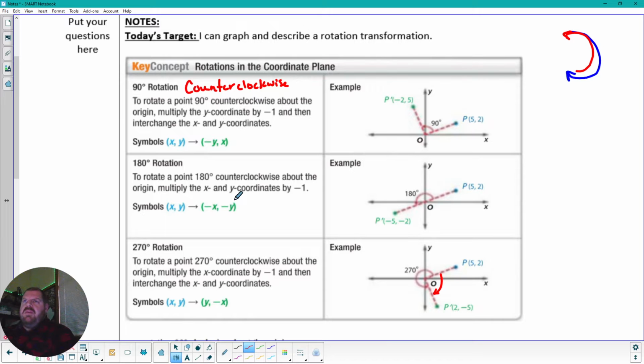Now, I could probably say that if we were looking at an image and a pre-image of a rotation, that you could probably identify how far it's been rotated and what direction. I don't typically think about doing a rotation by I'm just going to visualize where it goes.